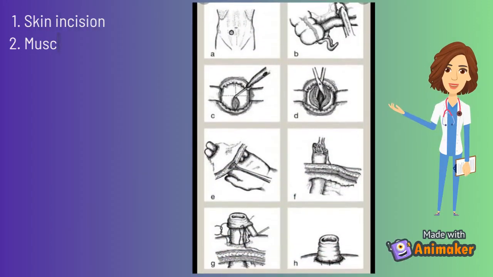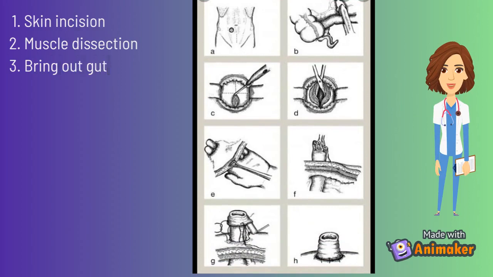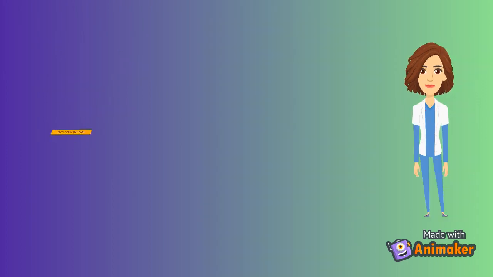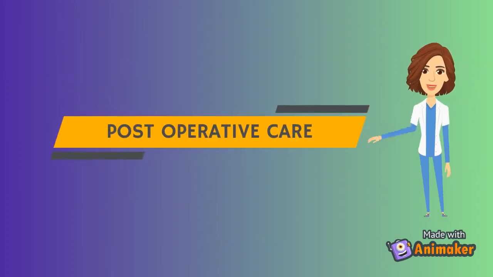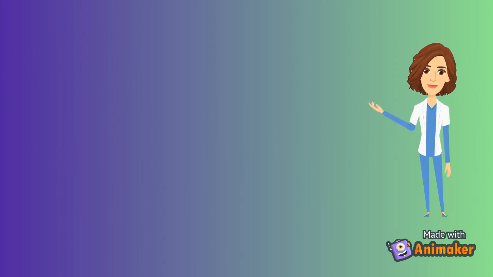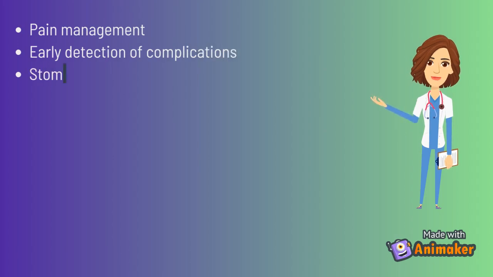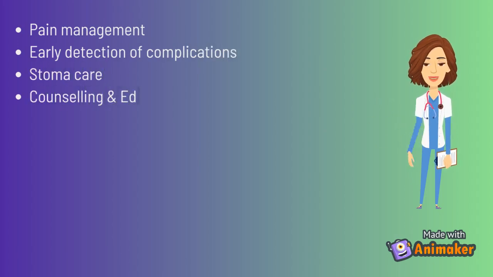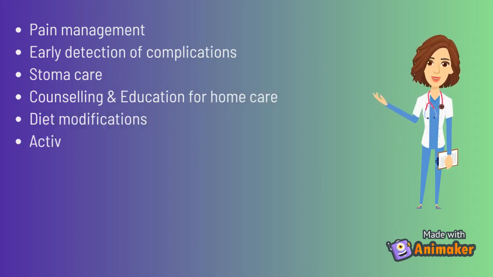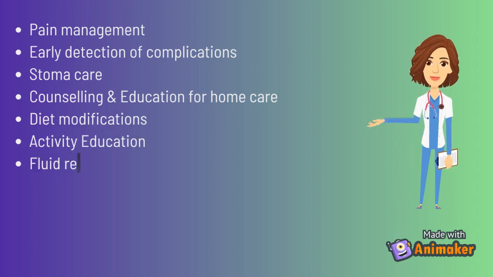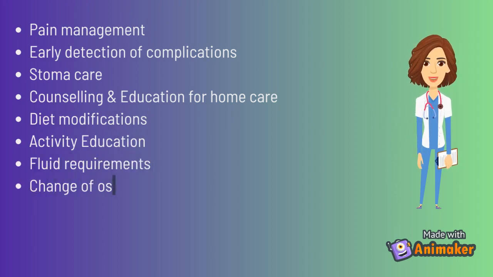The steps here are shown in the picture: skin incision, muscle dissection, bringing out of the gut after mobilization, stoma eversion, and finally anchoring. Now let's discuss the post-operative management and care plan. Post-op management includes pain management, early detection of complications, stoma care, counseling and education of the patient for home care, diet modification, activity education, fluid requirements, changes of ostomy appliances twice a week, and peristomal skin care.